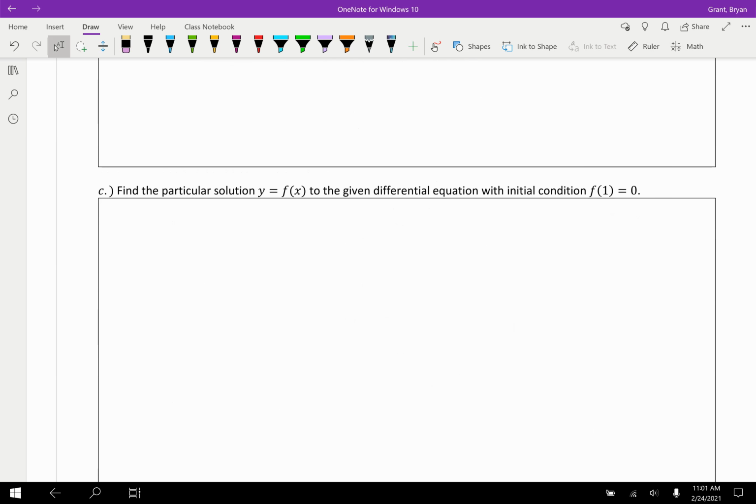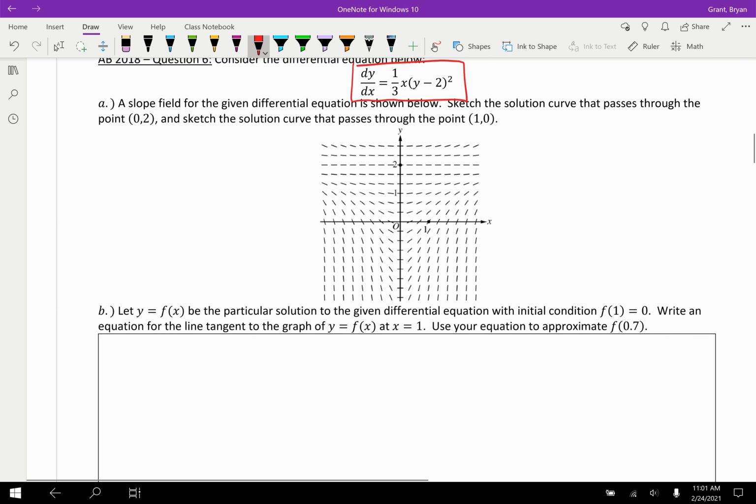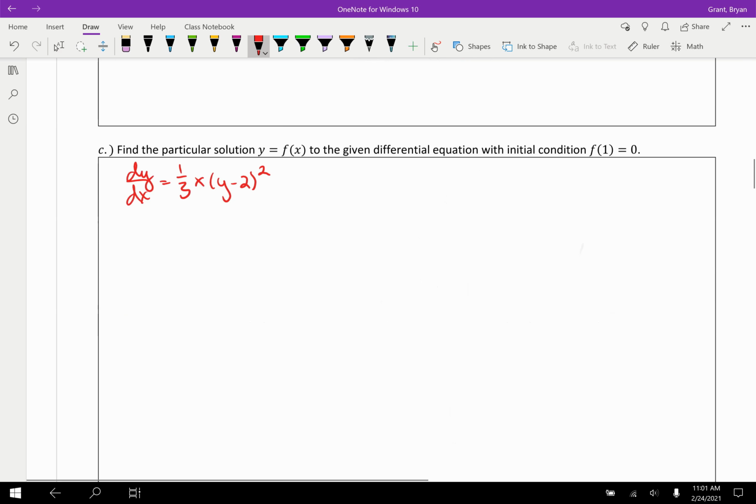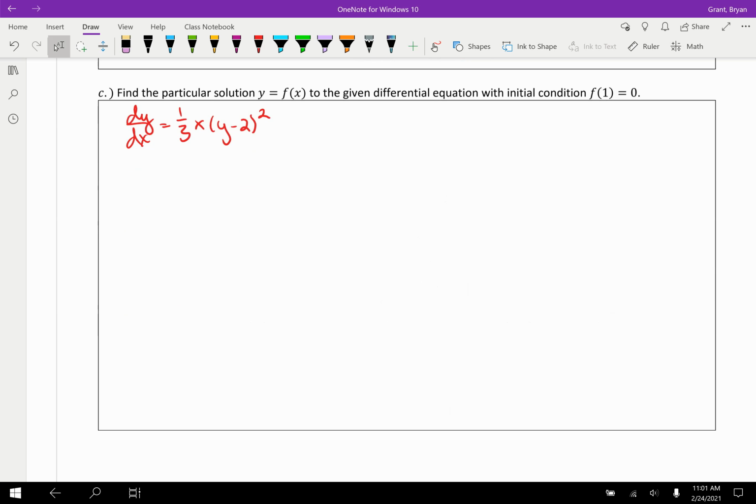Alright, part C. Find the particular solution in the form y equals f of x to the given differential equation. So our given differential equation was dy/dx equals 1/3 x times (y minus 2) squared, with the initial condition of (1, 0). Alright, here we go. This is the big one. They want a solution. This is our separable differential equation.